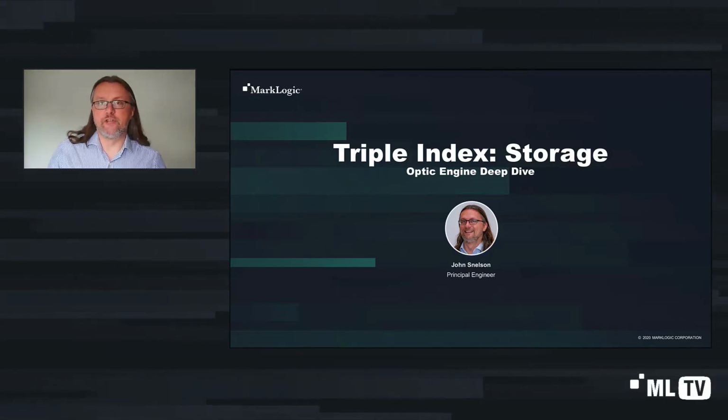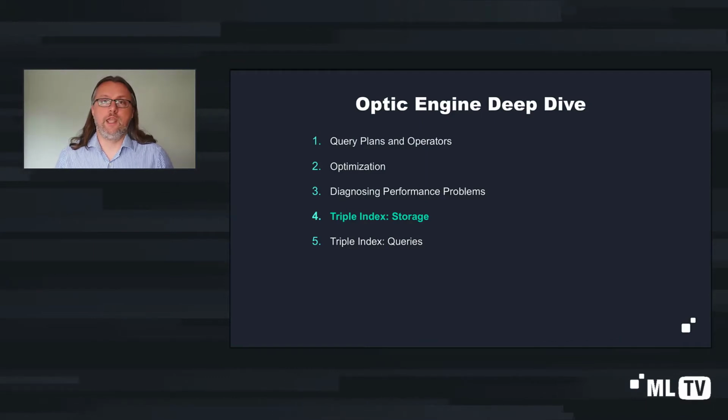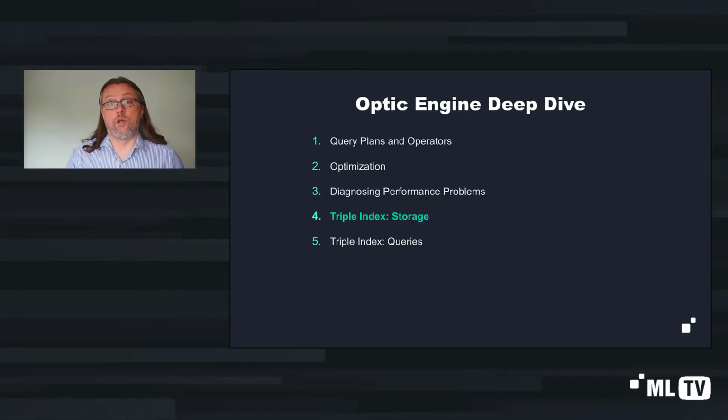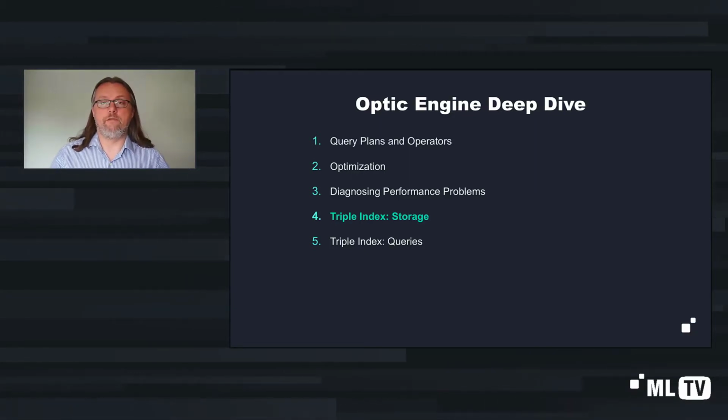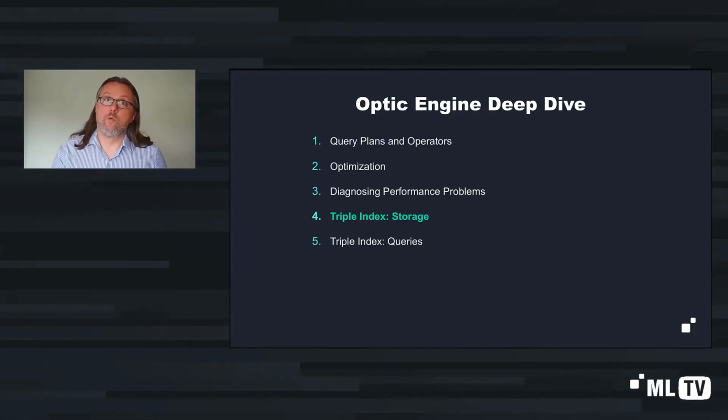My name is John Snelson and I'm Principal Engineer and Lead of the Optic Engine team at MarkLogic. This is part 4 of a 5-part deep dive into the Optic Engine. And in parts 4 and 5 we're dealing with how the triple index works and mostly with things that happen on the D node in MarkLogic. If you're interested in other parts of the Optic Engine, including the E node engine and optimization, you may want to go and have a look at parts 1 and 2.